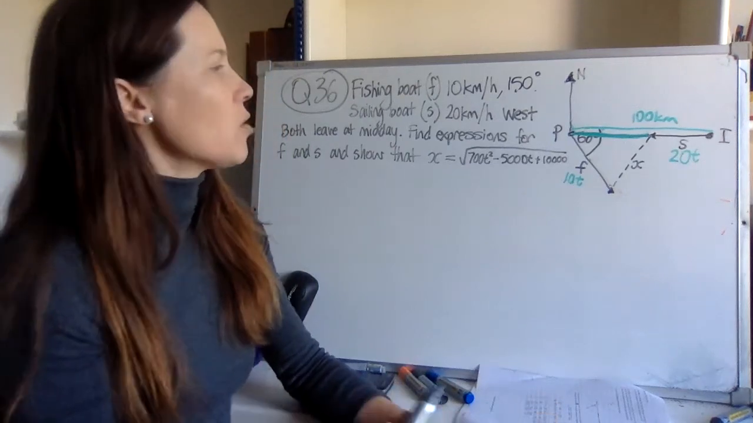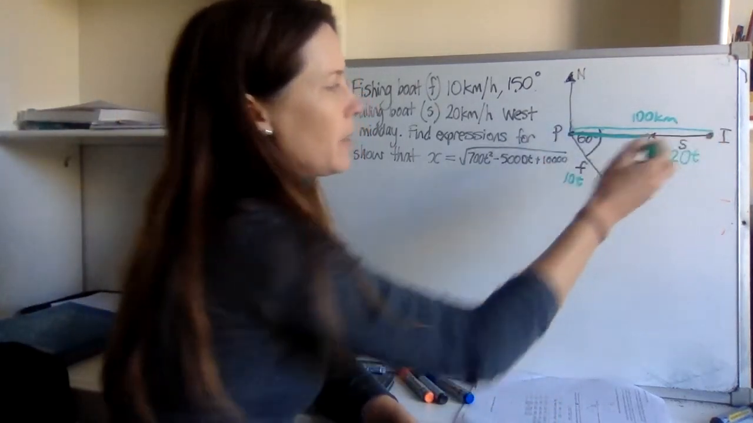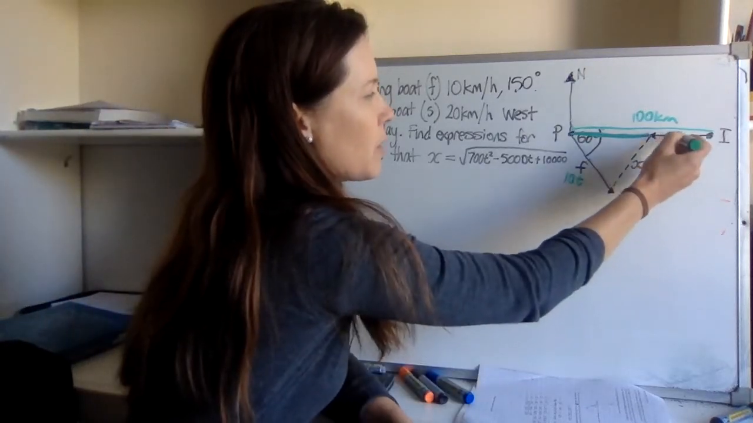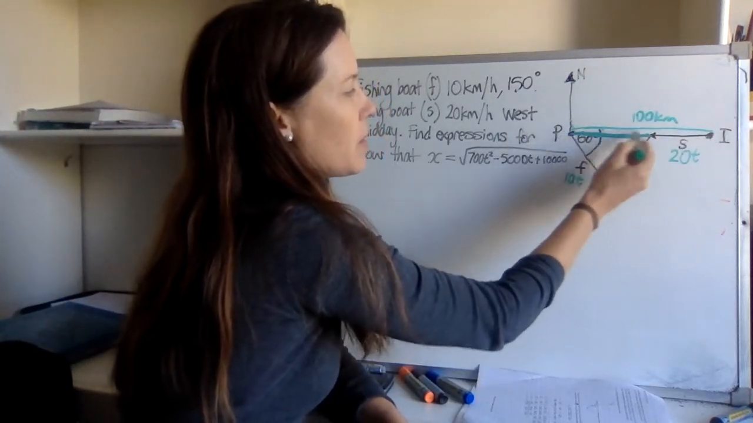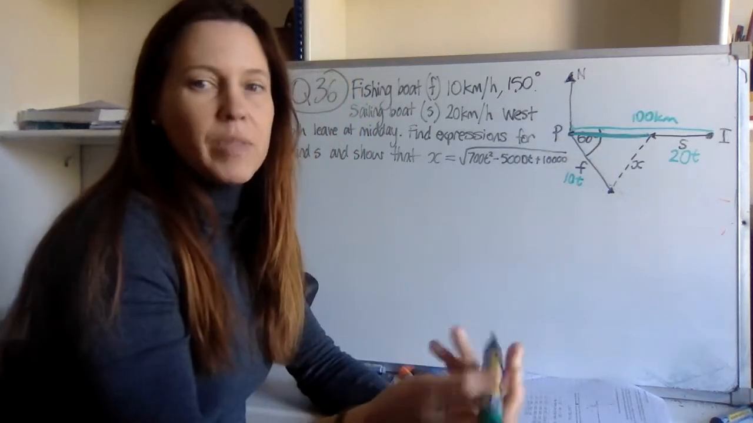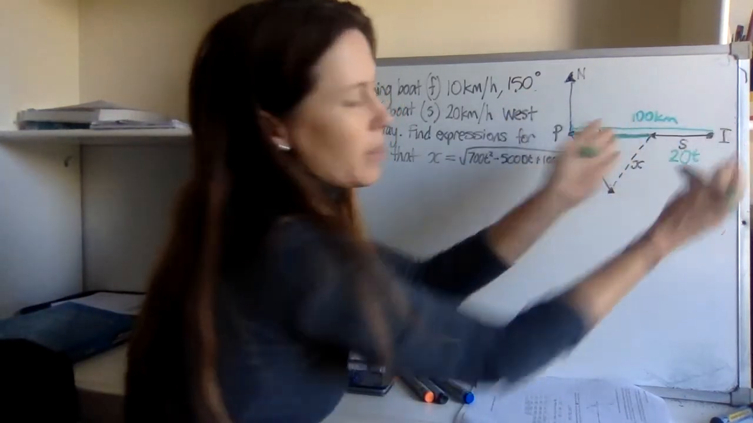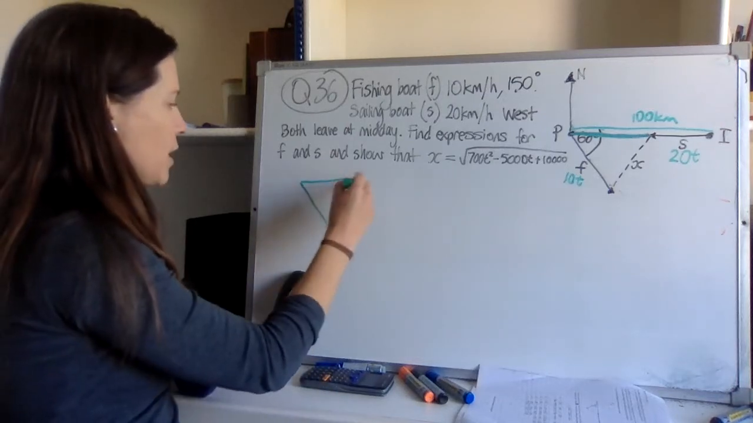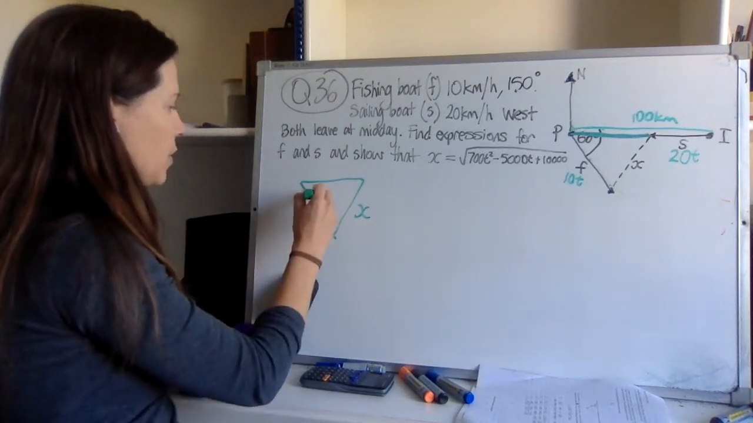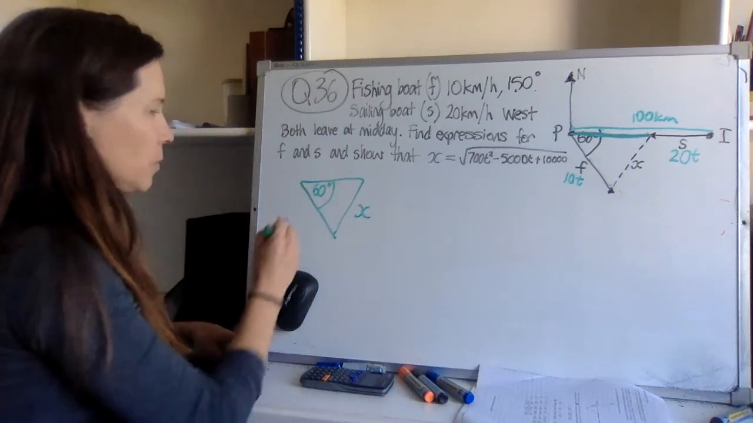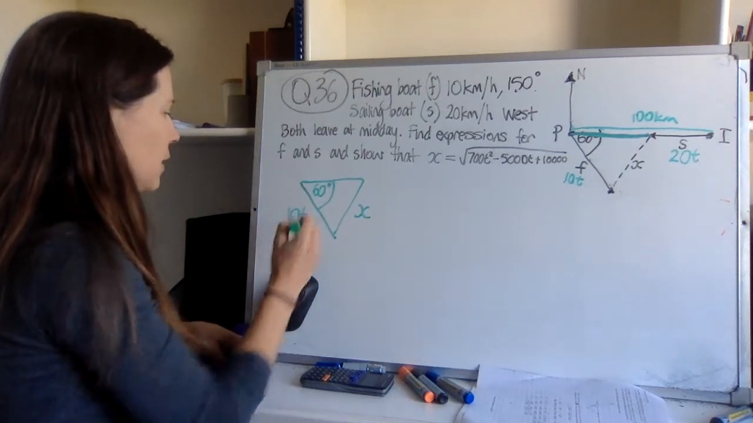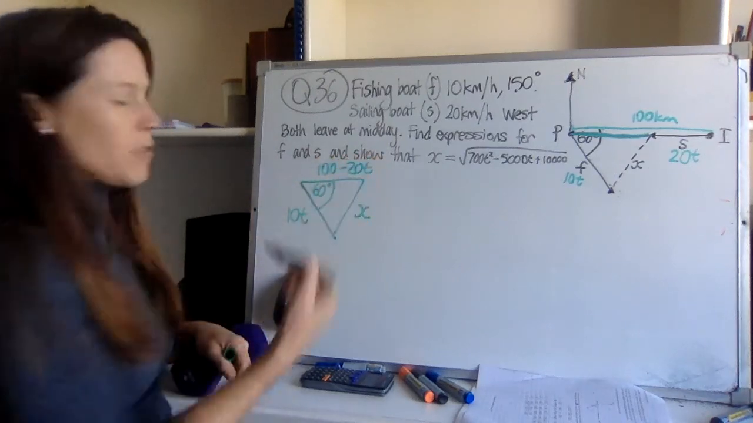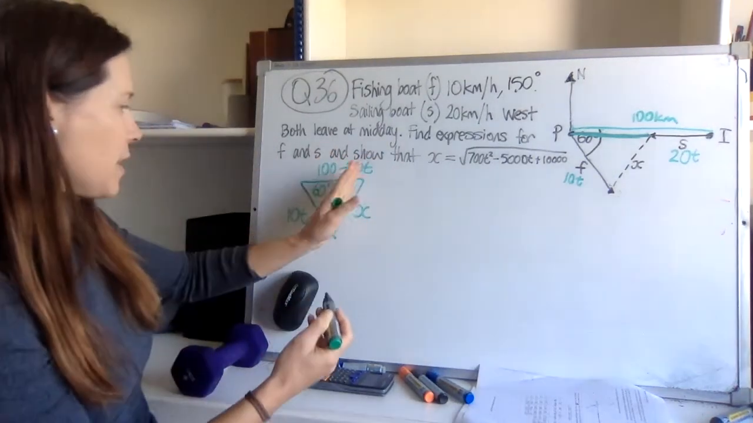Now, the question also states that the port and the island are 100 kilometres apart. So if you've found that this distance is 20t, then this distance in here in the triangle must be 100 minus 20t. So if it helps you, draw up just the information that you need here. You've got x, you've got your 60 degrees, and you've got 10t, and you've got 100 minus 20t. Now you've just got the information that you really need to find x.